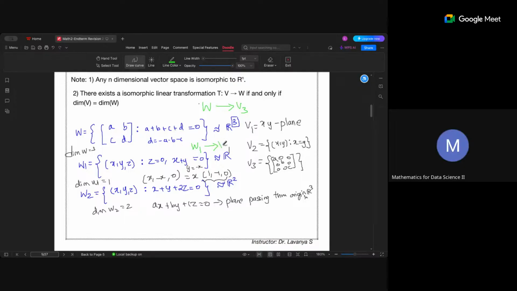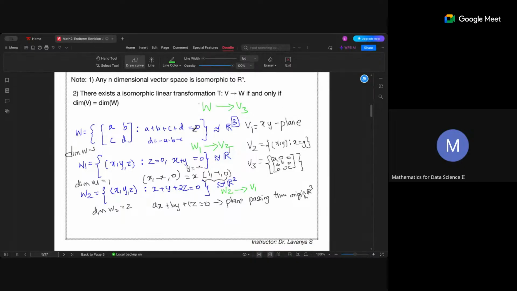V2, because here the dimension is 1, right? It is a straight line passing through the origin in R2. So for any straight line passing through the origin in R2, the dimension is 1. And what about W2? Only one option is left anyway, so it is V1. This is also a plane passing through the origin, the XY plane, so the dimension is 2.